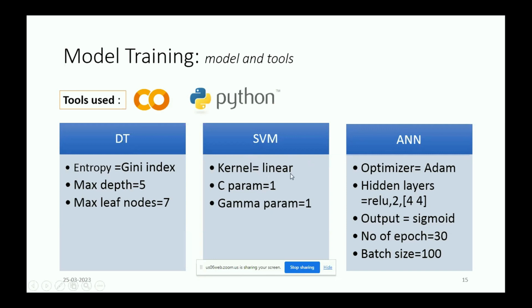For the support vector machine parameters, the kernel selection we also determined experimentally, which I will explain in the next slides. The C parameter, which is a regularization parameter, is fixed to 1, and the gamma parameter is also taken as 1. And for the ANN, the Adam optimizer is selected, 2 hidden layers were used with ReLU as the activation function, and the output is sigmoid. Number of epochs is 30 and batch size of 100 is used.